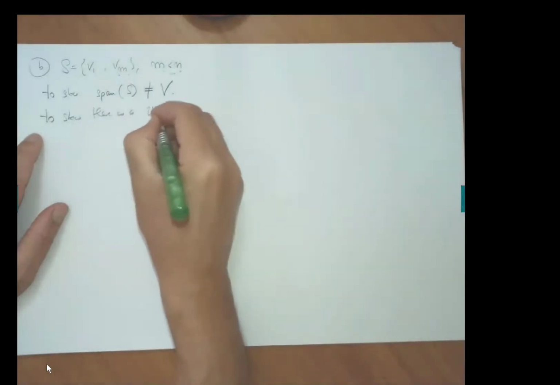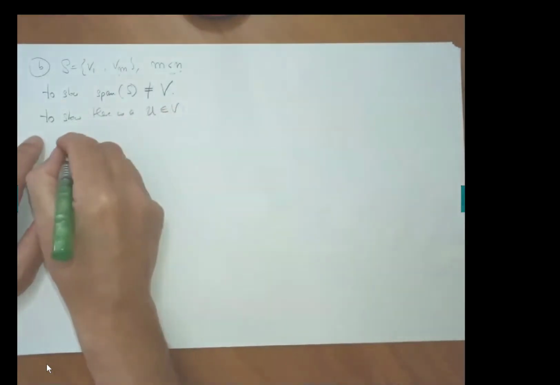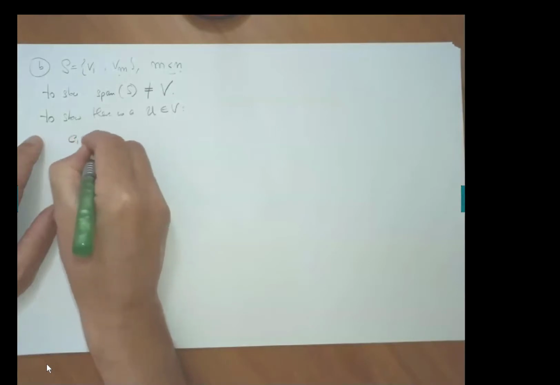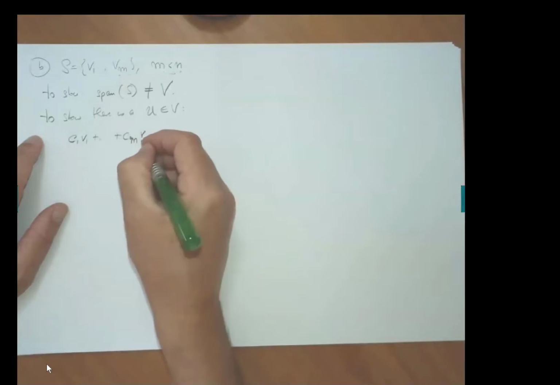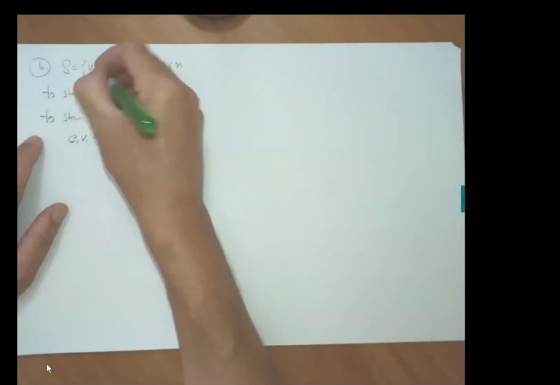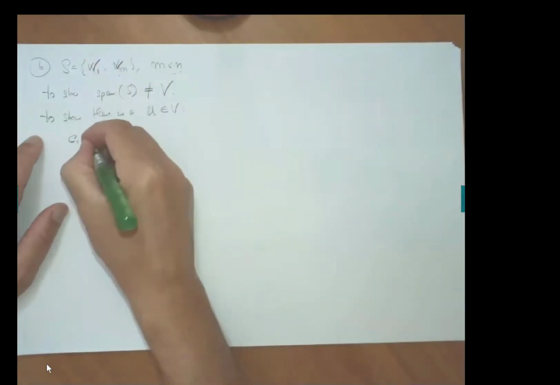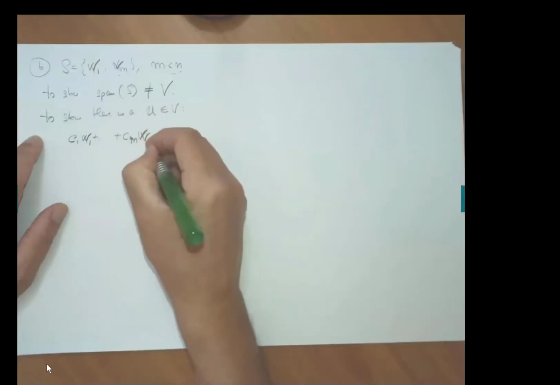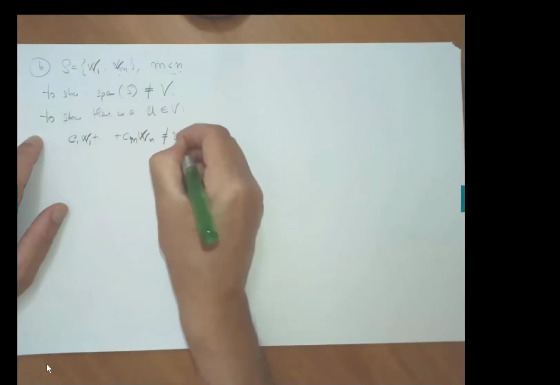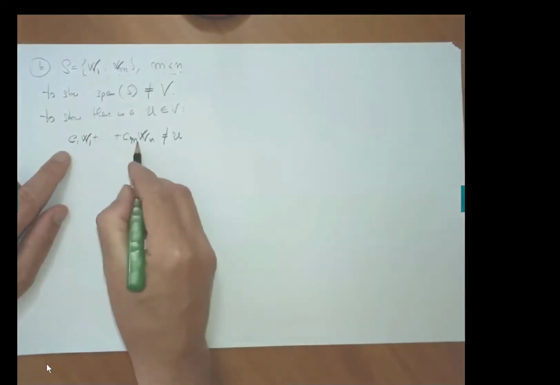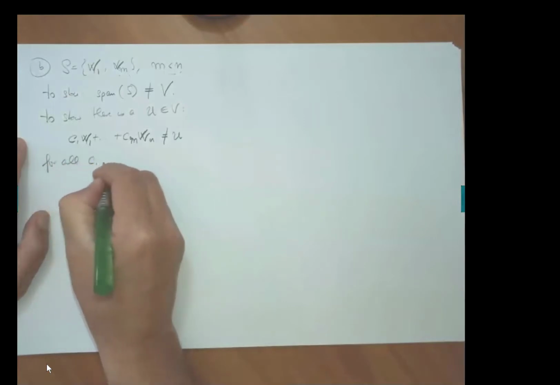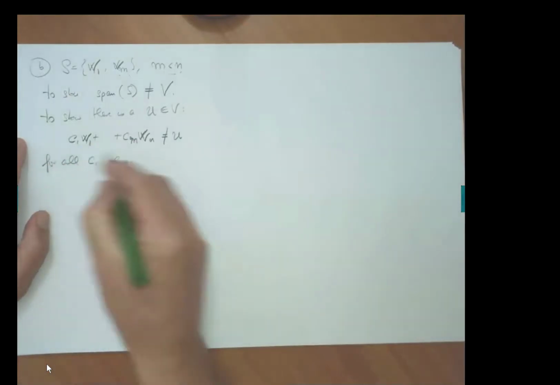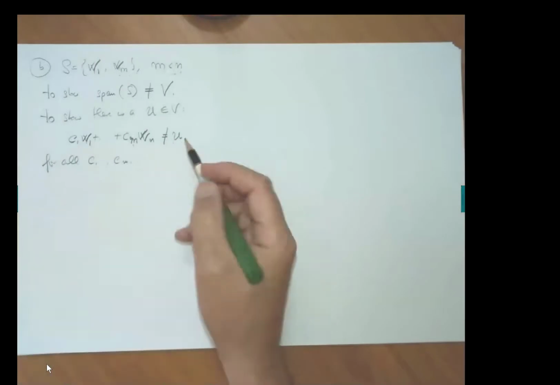there is a u in V such that c1 w1 plus ... cm wm, no, sorry, this is actually W. Sorry. These are the W's. The V's are our basis. It's not equal to u, no matter which coefficients you pick. No? So no matter what you pick, you can never get u. So we have to show this u exists. Is there a u such that?